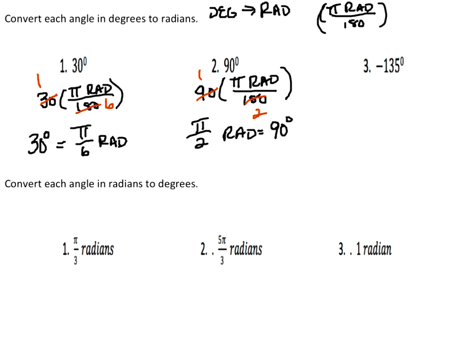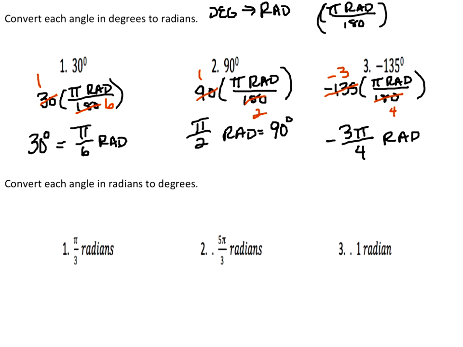I'm just kidding. Okay, so last one, negative 135 times pi radians over 180. And when we divide 45 out of each of these, 45 goes into negative 135 negative 3 times and goes into 180 4 times. So we end up with negative 3 pi over 4 radians.